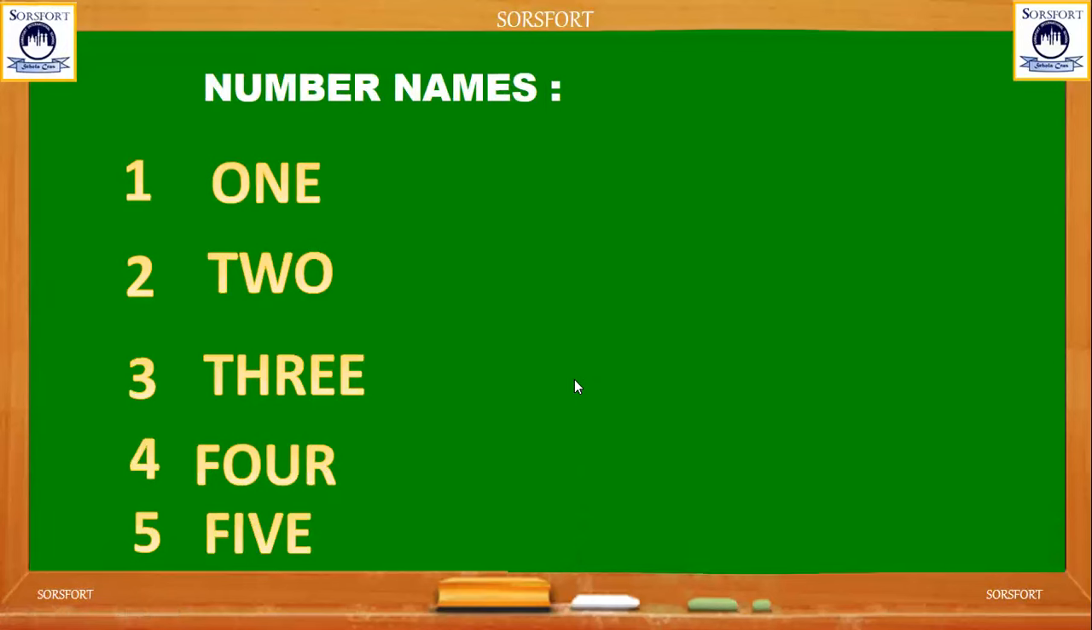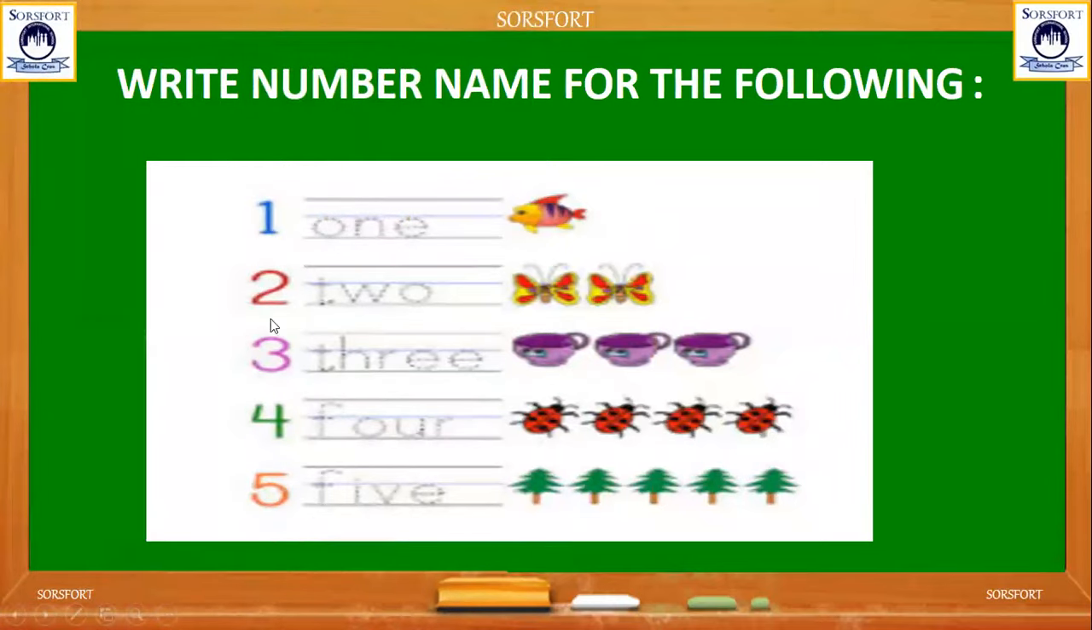Now come to next. Can you see the numbers are written here and pictures are here? So here you have to write 1 in capital letters only. So here will be one, O, N, E. So you have to write one, then two, then three, then four, then five.